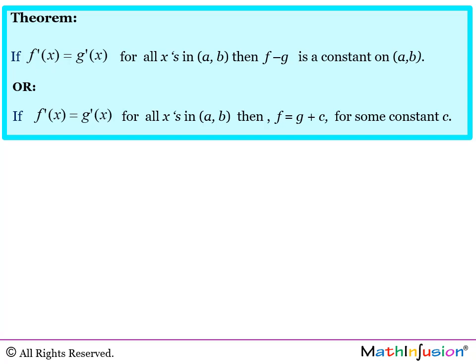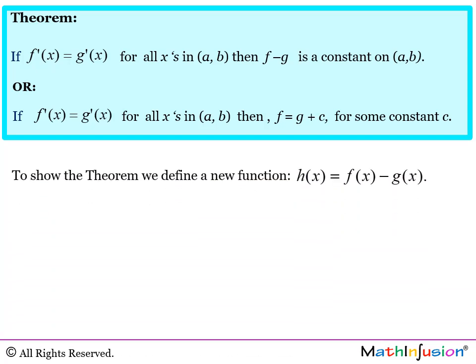This is also very easy to show, so I will define the function h, which is the function f minus the function g. When I differentiate that, I get the derivative of h is the derivative of f minus the derivative of g, which must be 0, because the theorem says that the derivative of f equals the derivative of g.